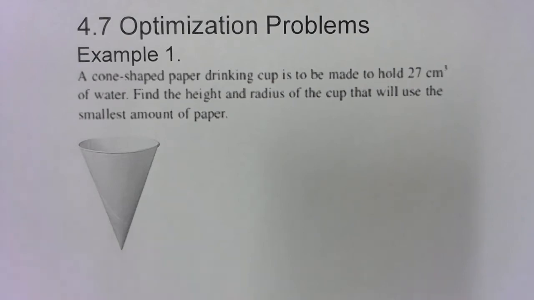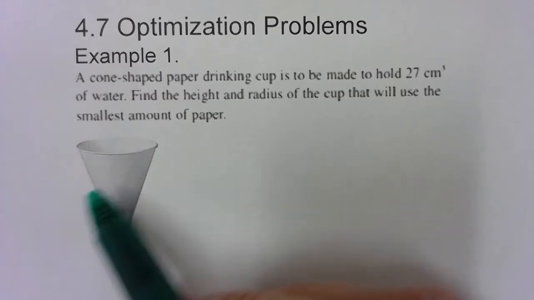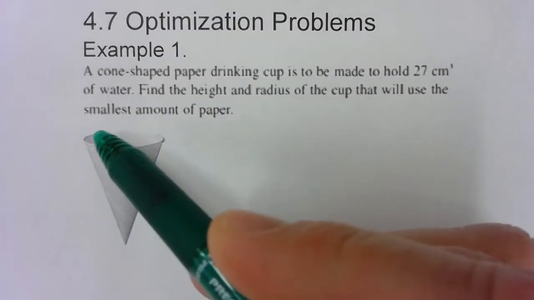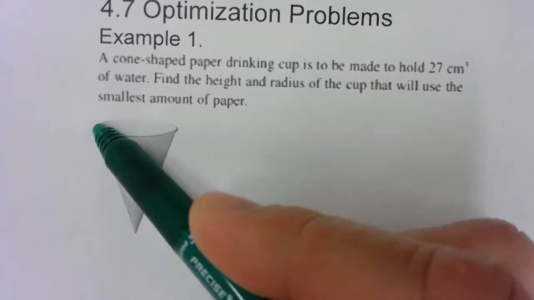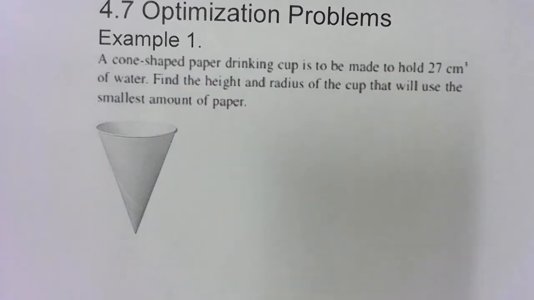All right, this problem is from section 4.7, optimization problems, which are a pinnacle of what you do with derivatives in calculus. And we're trying to find the best way to do something, and this one involves a paper drinking cup. So that's a paper drinking cup, like the kind that you roll the paper and makes the cone shape. And the cone shaped paper drinking cup is to be made to hold 27 cubic centimeters of water.